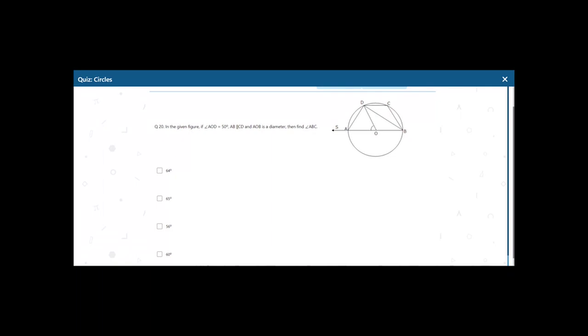So DOA is 50. DAO will be 180 minus 50, divided by 2. How much? 180 minus 50 is 130, by 2. 65, ma'am.